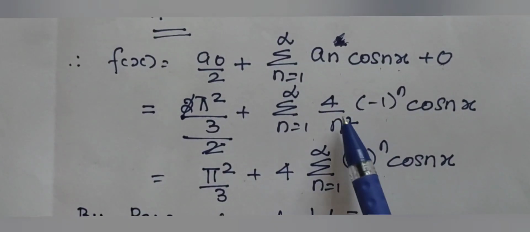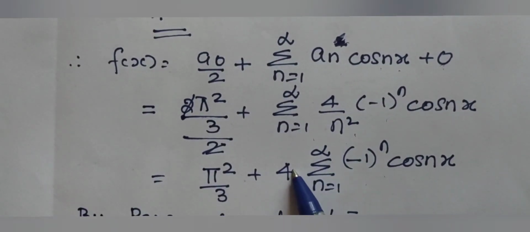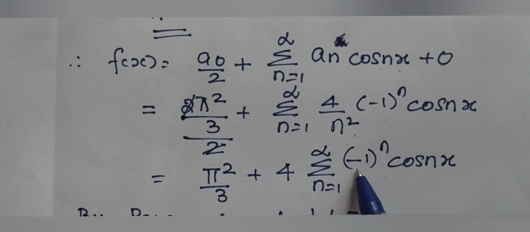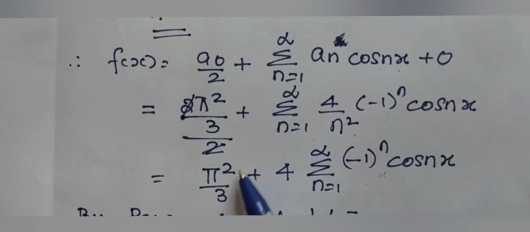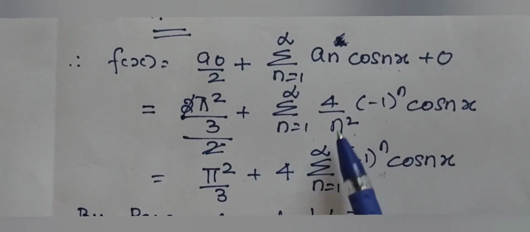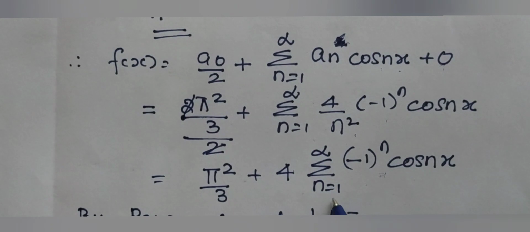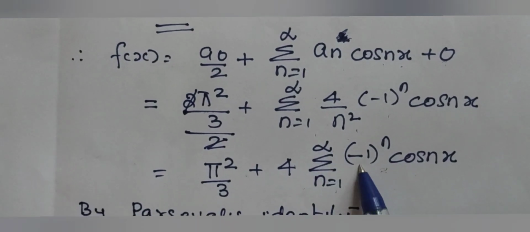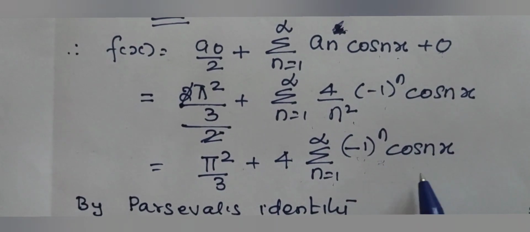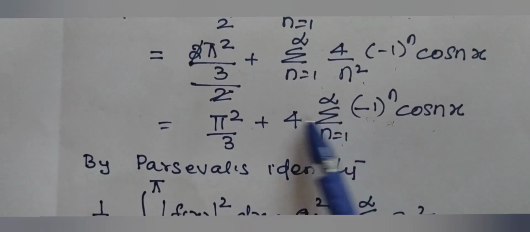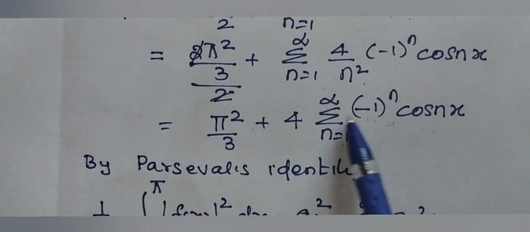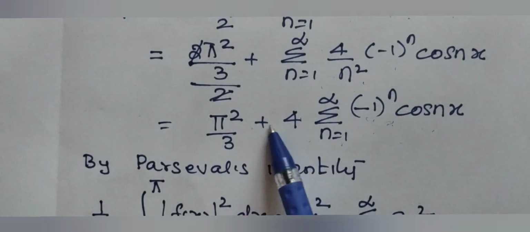Now this 4 is a constant. We can take it outside from the summation. So this is equal to pi square by 3 plus 4, which is a constant, we can take outside, into summation n is equal to 1 to infinity minus 1 power n cos nx. So this is the regular solution for the Fourier series.